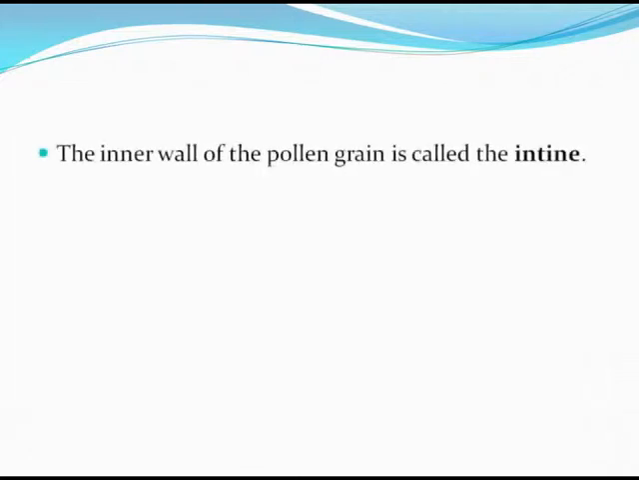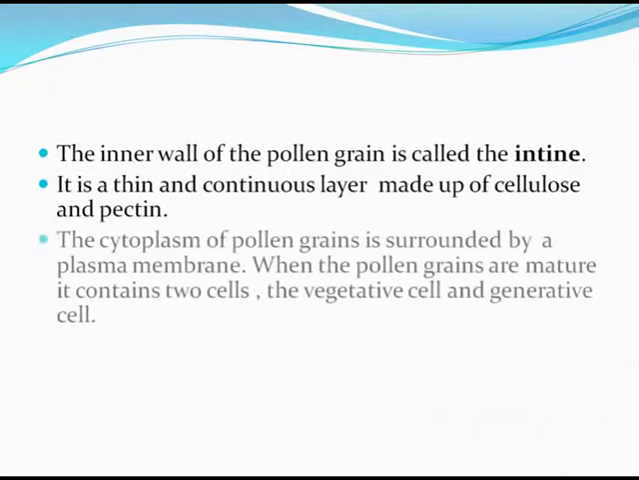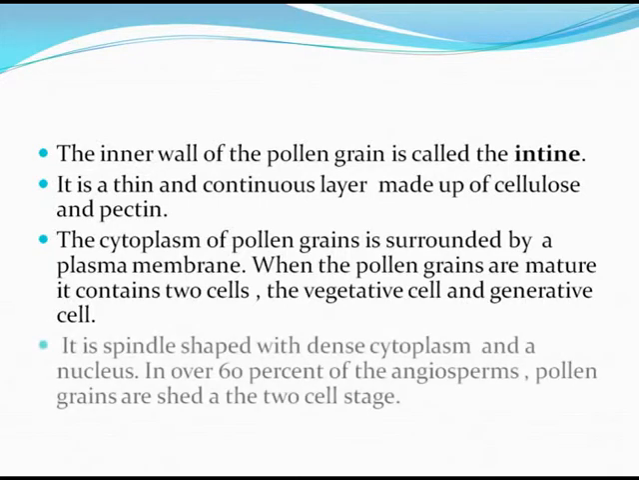The inner wall of the pollen grain is called the intine. It is a thin and continuous layer made up of cellulose and pectin. The cytoplasm of the pollen grain is surrounded by a plasma membrane. When the pollen grains are mature, they contain 2 cells, the vegetative and the generative cell. The generative cell is spindle-shaped with a dense cytoplasm and a nucleus.